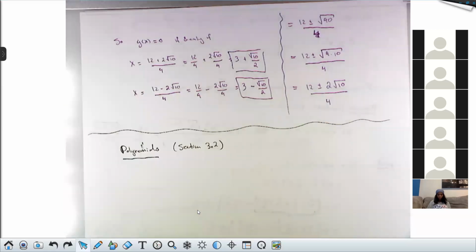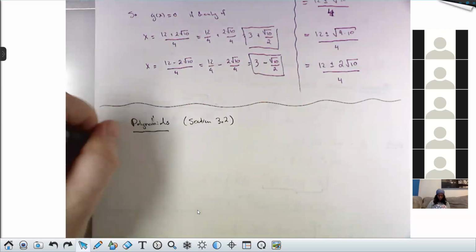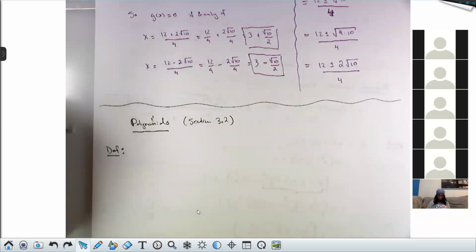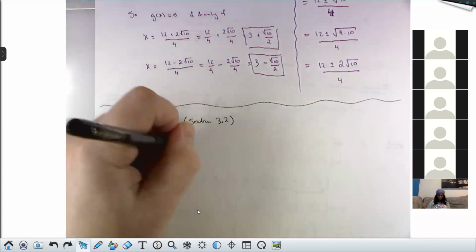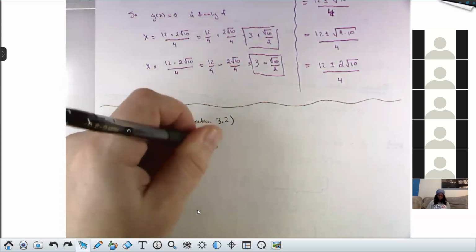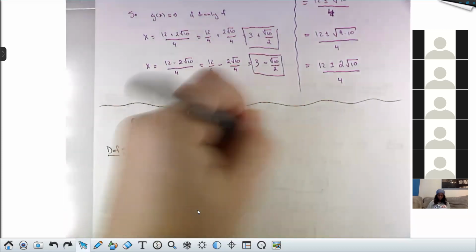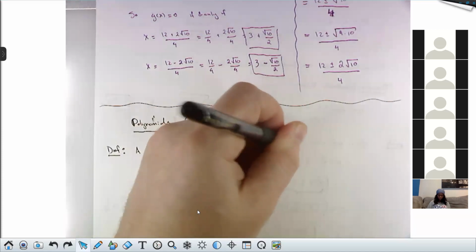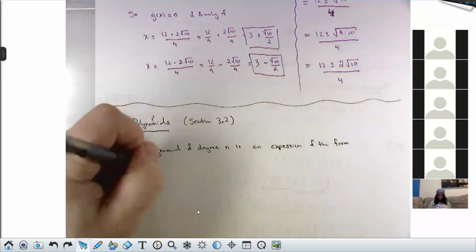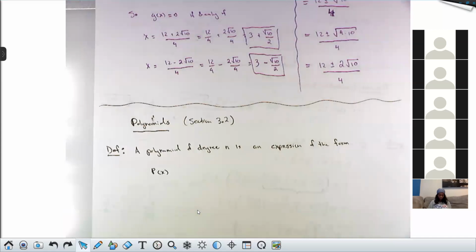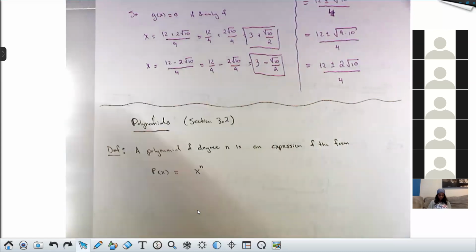So the next section is on polynomials in general. Quadratics are special polynomials. I'm going to give you the definition. A polynomial of degree n is an expression of the form. Usually we use p for polynomial, p of x instead of f of x. And it's going to start with an x to the n, right?